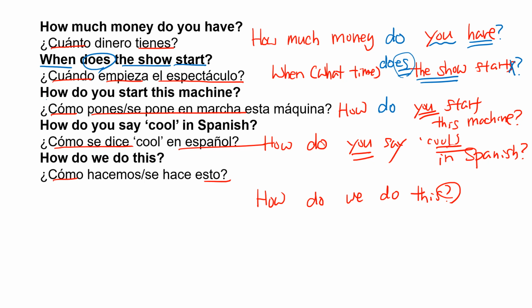So how much money do you have? ¿Cuánto dinero tienes? When does the show start? ¿Cuándo empieza el espectáculo? How do you start this machine? ¿Cómo pones o se pone en marcha esta máquina? How do you say cool in Spanish? ¿Cómo se dice cool en español? How do we do this? ¿Cómo se hace esto?